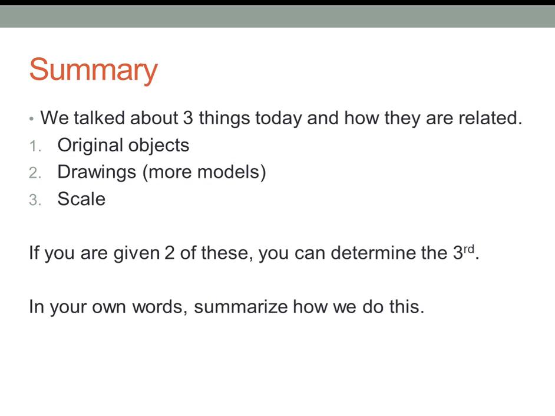All right, so in summary, we talked about 3 things today. We talked about original objects. We talked about drawings. We also called them models. We talked about scale. If you're given 2 of these, you can always determine the third, and that's typically what happens when you're given a problem with scale. So in your own words and in your video guide, I want you to summarize how we figure out either the original objects, the drawings, or the scale when we're given the other 2. So pause and do that, and then come on back.